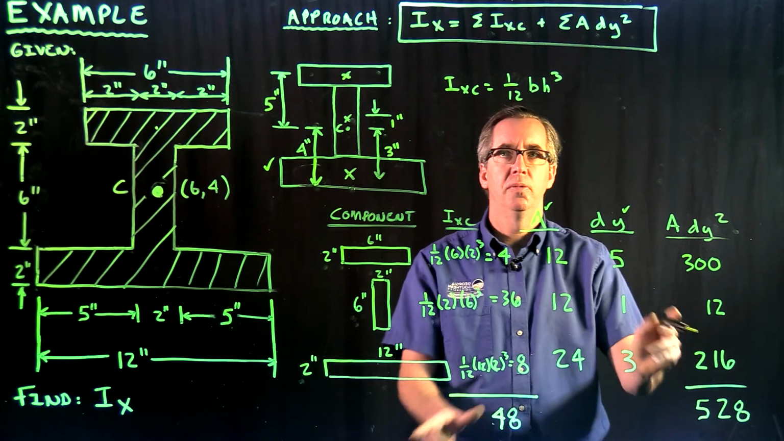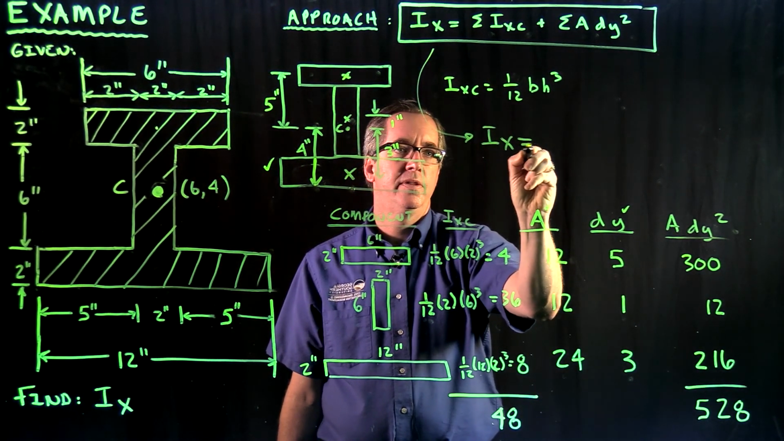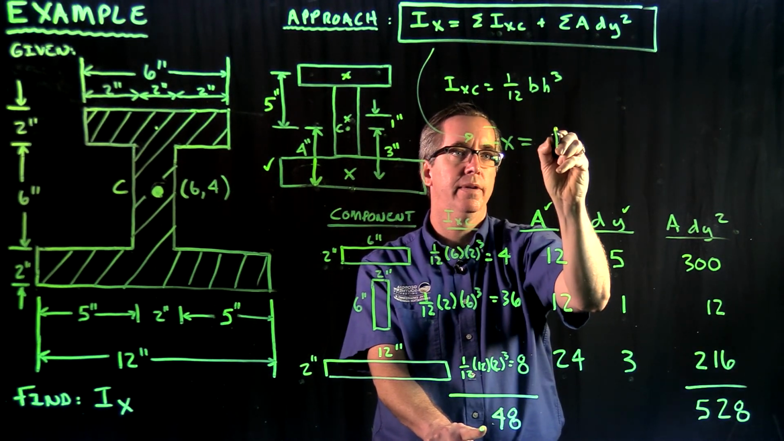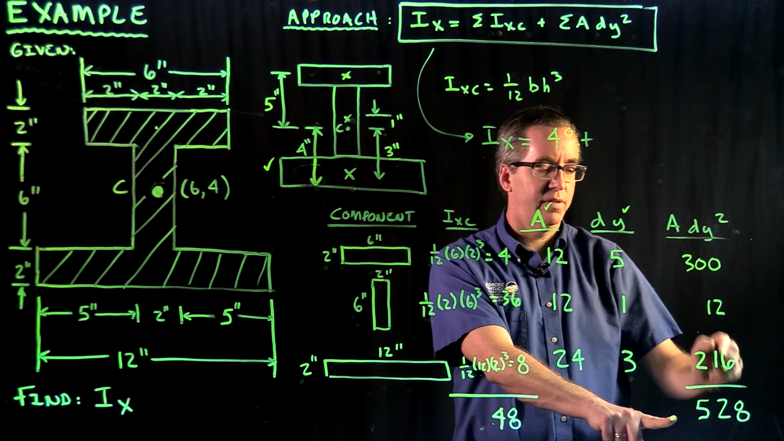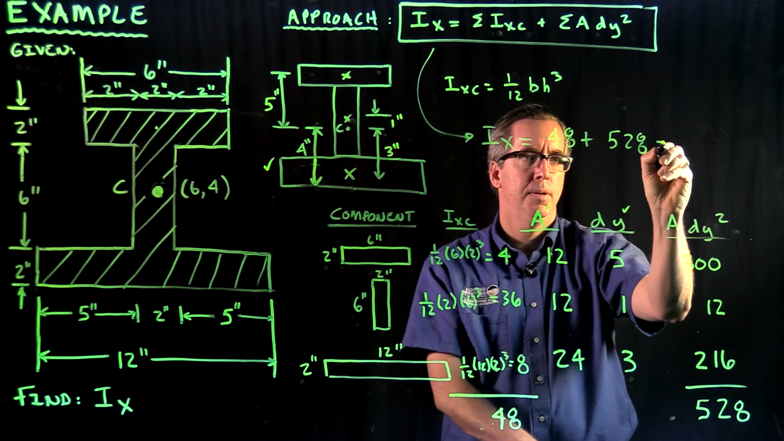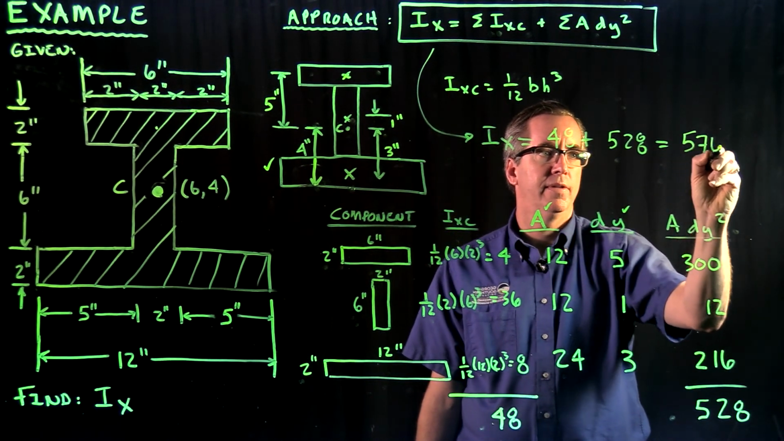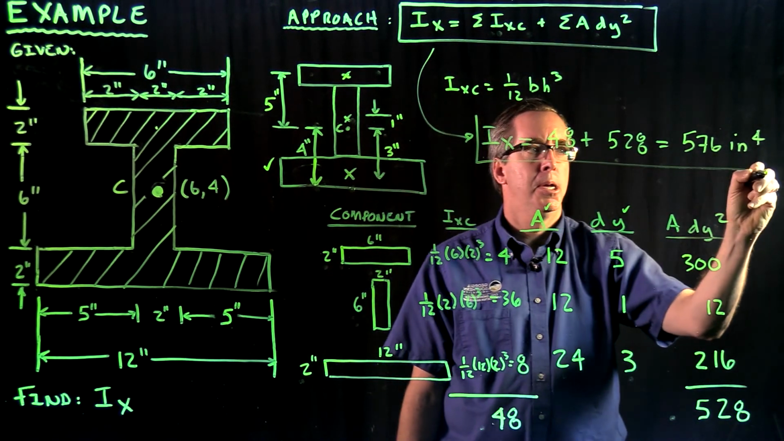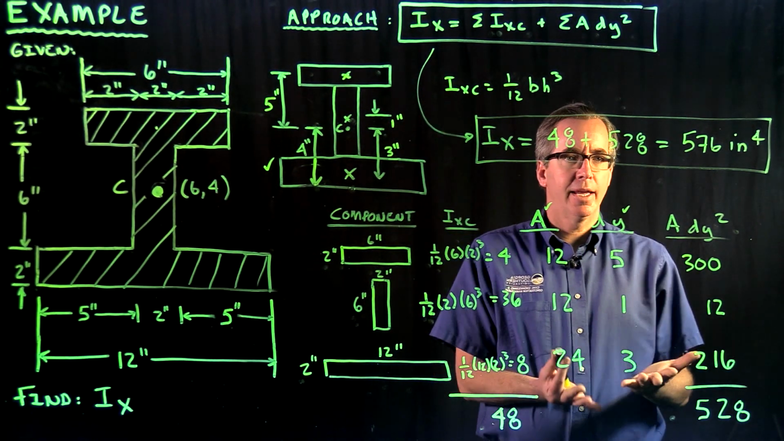So I've summed up those terms. And so right now, we're going to finalize the calculation by summing the individual moment of inertia terms, which is 48, plus the sum of all the area times the distance squared terms, 528. And this will give us 576. And the units on that would be inches to the 4th. And that concludes this example.